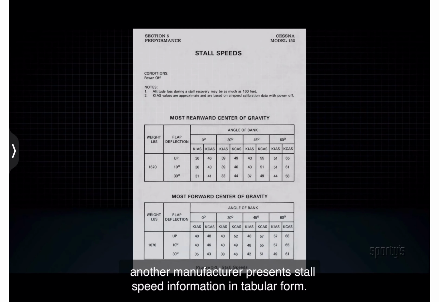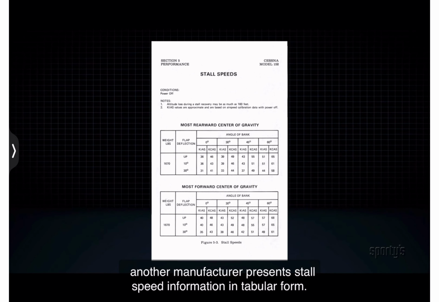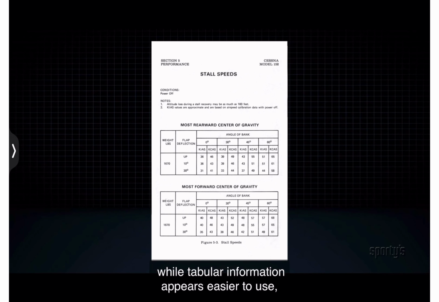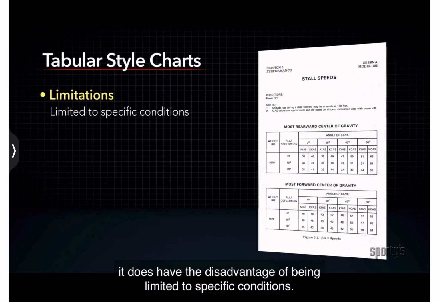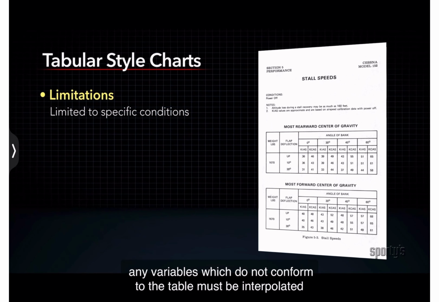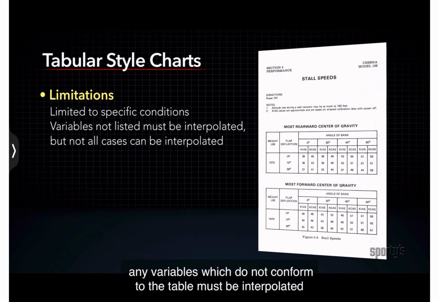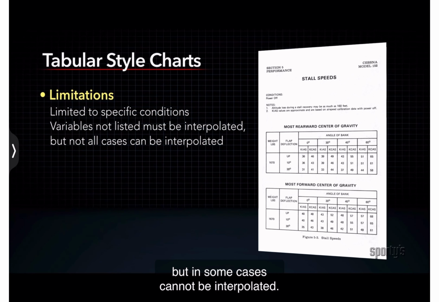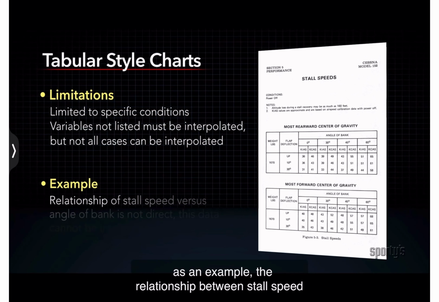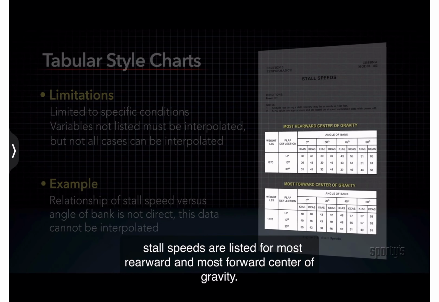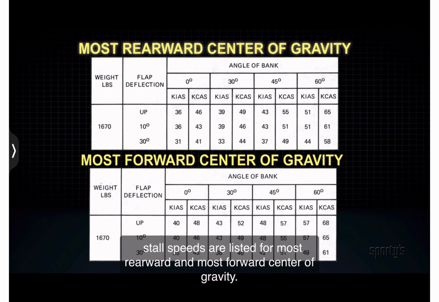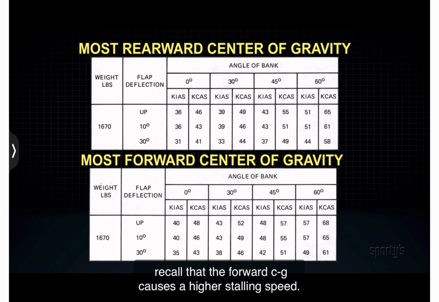Another manufacturer presents stall speed information in tabular form. While tabular information appears easier to use, it does have the disadvantage of being limited to specific conditions. Any variables which do not conform to the table must be interpolated, but in some cases cannot be interpolated. As an example, the relationship between stall speed and angle of bank is not direct, and the tabular data cannot be interpolated.